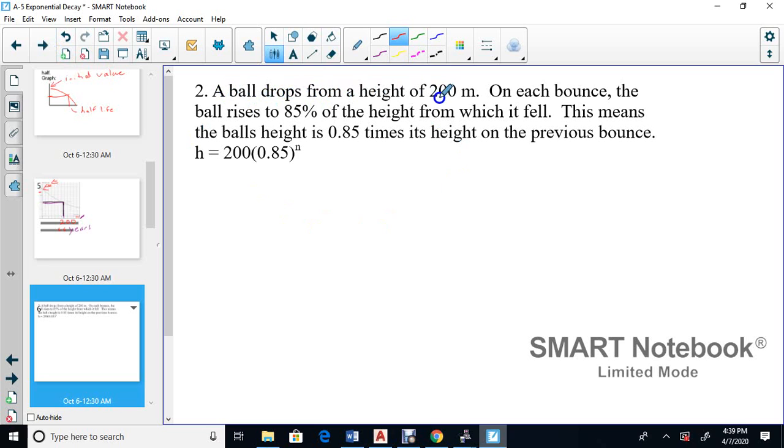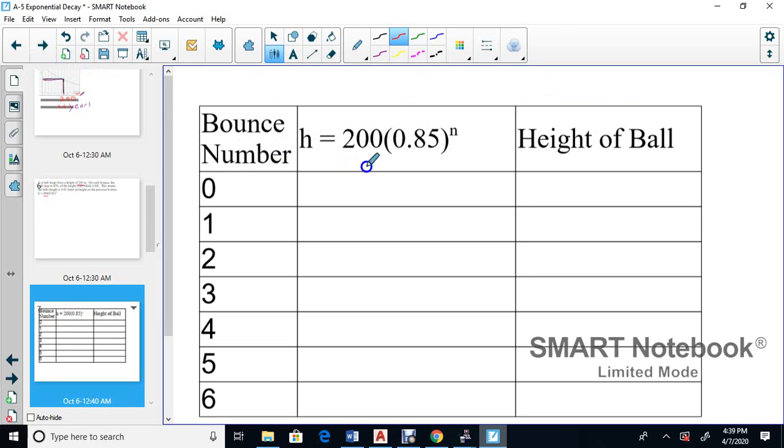Okay. Now we have an equation. A ball drops from a height of 200. So that's the initial value, 200's here. That's the start. On each bounce, the ball rises to 85% of the previous height. So you put it as a decimal, 0.85, in here. This means the ball's height is 0.85 times its previous height. So you put it in the equation. Then you go over here and fill in the table. The initial height is 200, so at 0, it's at 200.